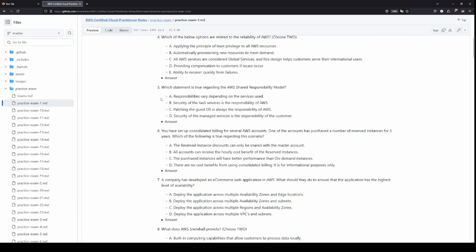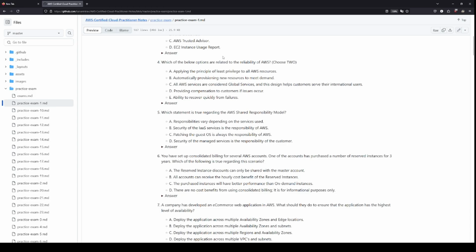So let's move on to 4. Which of the below options are related to the reliability of AWS? So our keyword here is reliability. So A, applying the principle of least privilege to AWS resources. If you guys have any knowledge on this, it is a security principle. You do not give people resources that they don't need. You're just opening yourself up there.